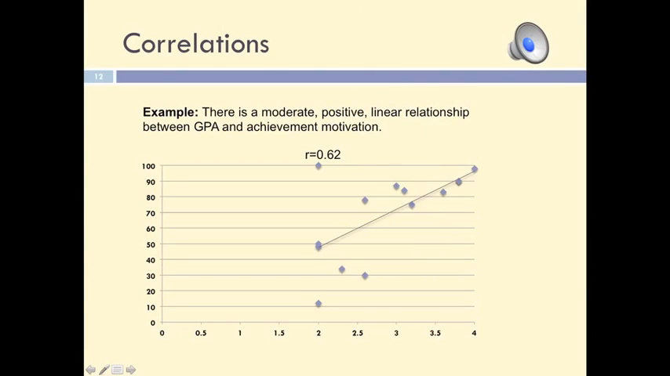Based on the criteria that we are typically using to describe correlations and the correlation coefficient of 0.62 that we obtained in this case, we can say, for our example, that there is a positive linear relationship of moderate strength between students' achievement motivation and their GPAs.